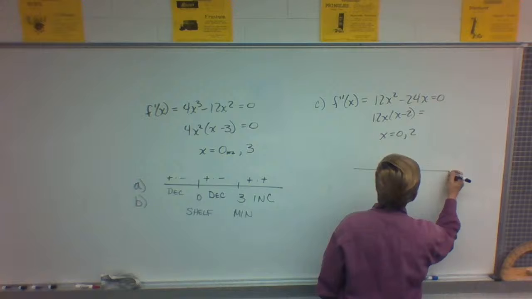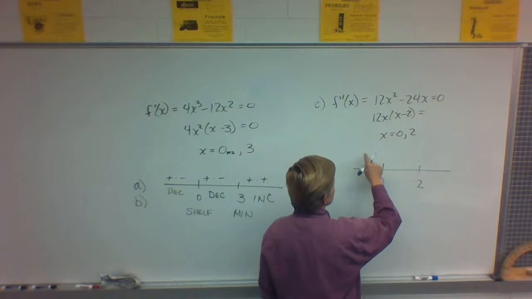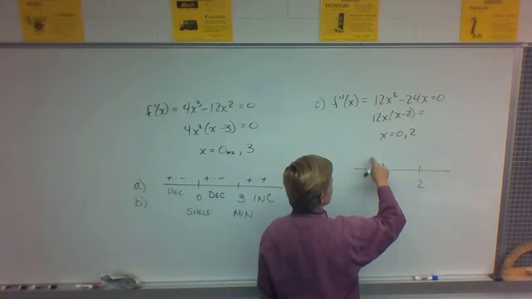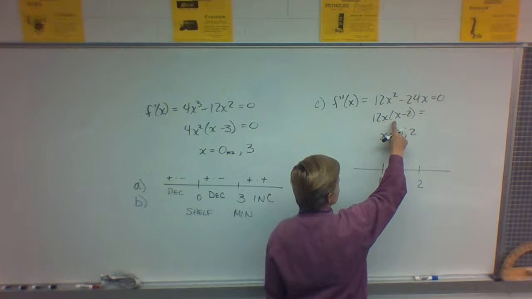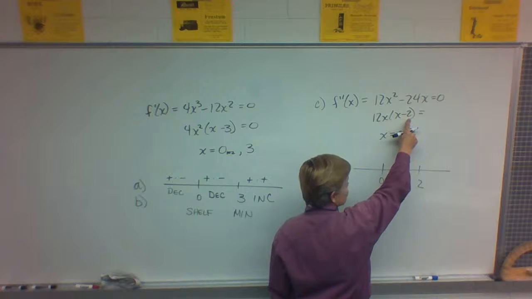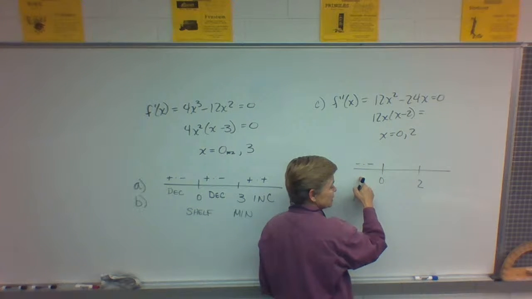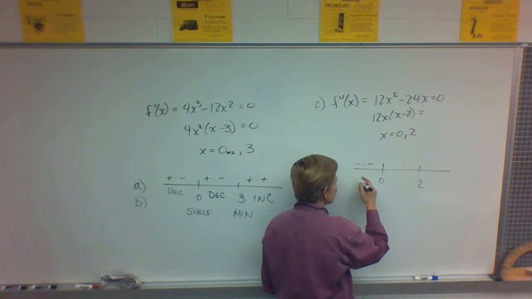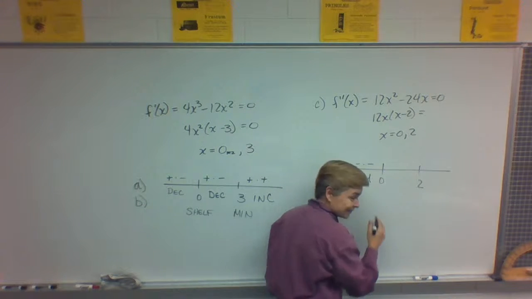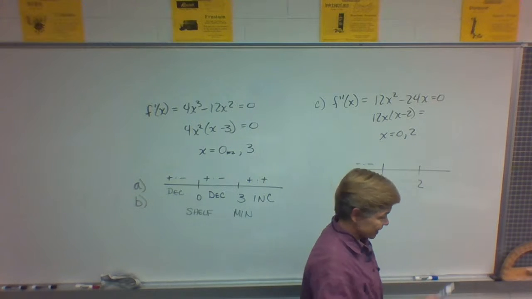So we put a sign chart for the second derivative with a 0 and a 2. Right here in this region, the second derivative is going to be a negative times a negative. Negative 1 minus 2 is still negative, which means it is positive, which means the second derivative is concave up. Increasing and decreasing was the first derivative. Gotta keep straight what we're doing.